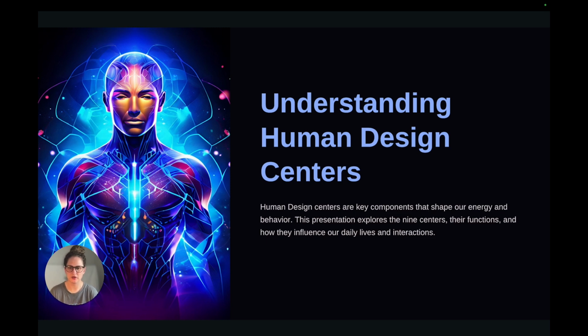Next section of our human design studies, and we're talking about understanding the human design centers. The centers throughout the body are the key components that shape our energy and behavior. In this presentation, we're going to explore all 9 centers, their functions, and how they influence our daily lives and interactions, and what the difference is between defined and undefined centers. So let's get into it.